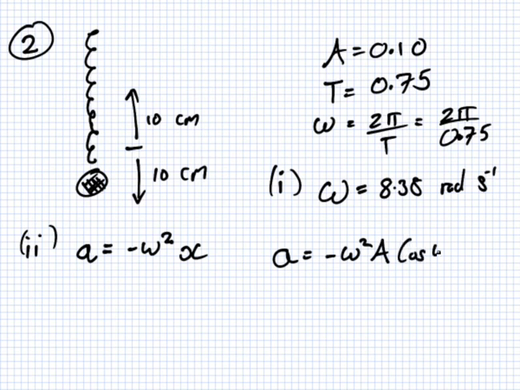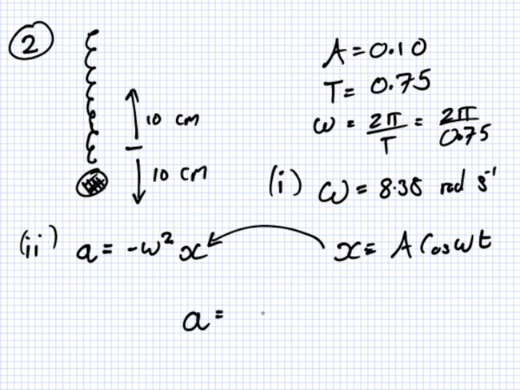Okay, so the first question I've done, find the omega. Second question is, what's the acceleration after 1 second? So I gave you a formula. What was it? A equals minus omega squared s or x. Doesn't matter whichever you want to use. I feel like using x. Did I give you the other formula for acceleration? A equals minus omega squared A cos omega t.